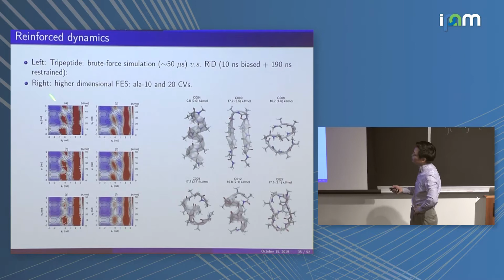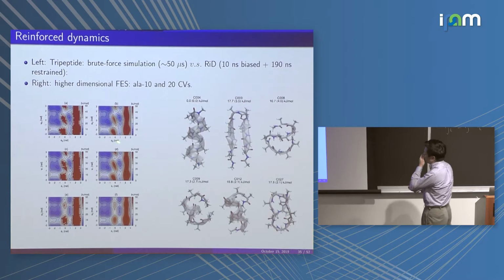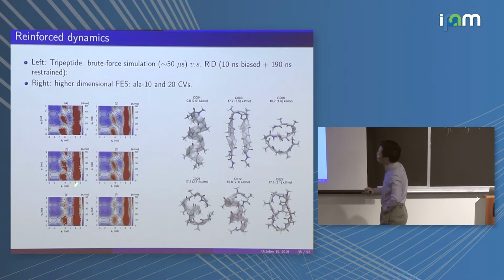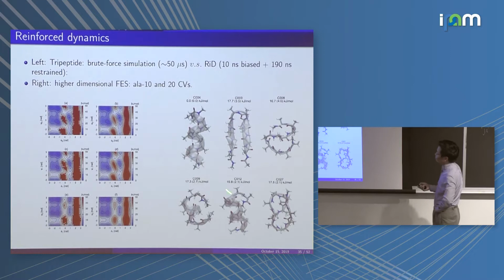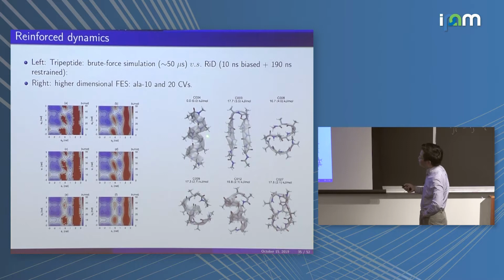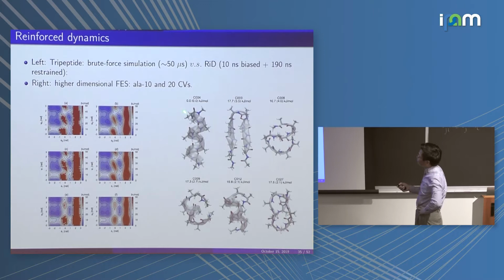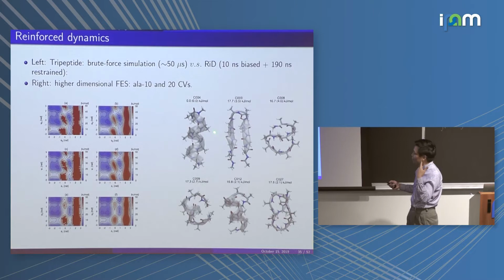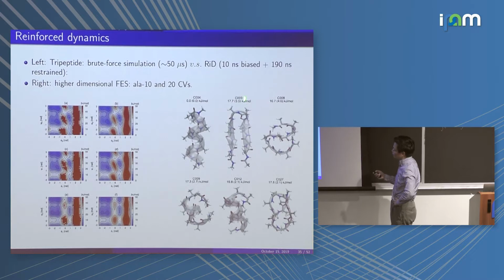So for example, this is a trivial system, the tripeptide. I forgot what was coarse-grained here. Anyway, this is a mathematician's version of a protein. Namely, you put 10 or 11 alanine, I think. And then alanine 10 with 20 collective variables, so the two dihedral angles phi and psi. This is a 20-dimensional configuration space, and you can now enumerate all the metastable states.